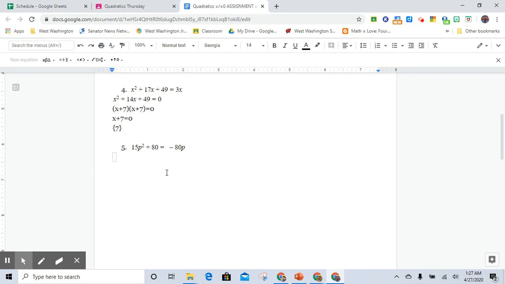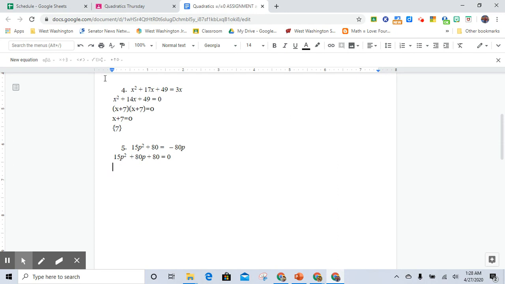And it's very easy to get caught up with this lead coefficient here and say, oh yeah, 15 doesn't go into everything, so we don't have to take out a GCF. But it makes it incredibly weird if you don't take out the GCF. So here we go. When we put this 80p back to the other side, then we get 15p squared plus 80p plus 80 equals 0.